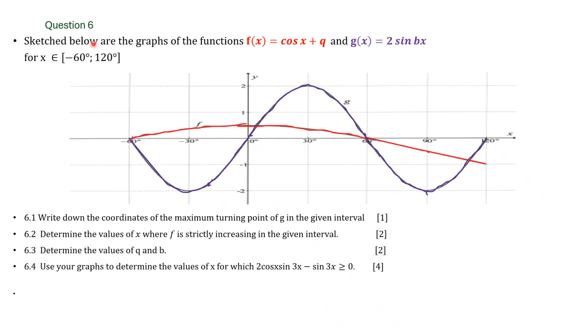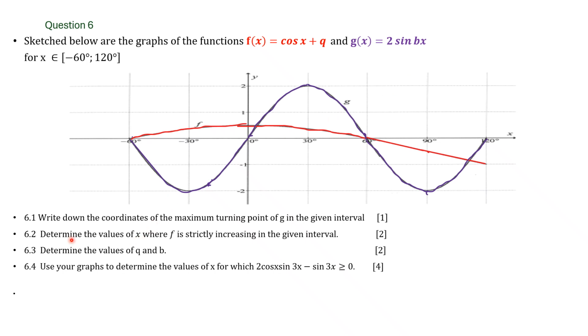Question 6: sketched below are the graphs of the functions f of x equals cos x plus q and g of x equals 2 sine px for x element of negative 60 to 120. So my domain is from minus 60 all the way to 120. Plus q means the graph is shifted up or down, and the 2 in front of sine means my amplitude, the highest point, is 2 and my lowest point is negative 2. With px, we have to check whether the period is 360, 180, etc.